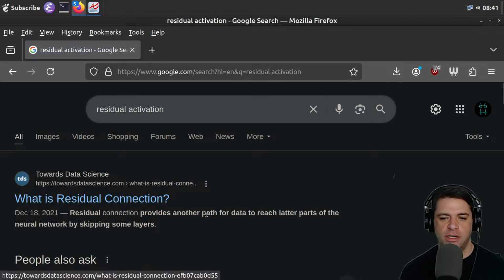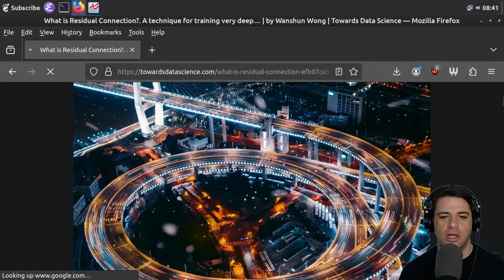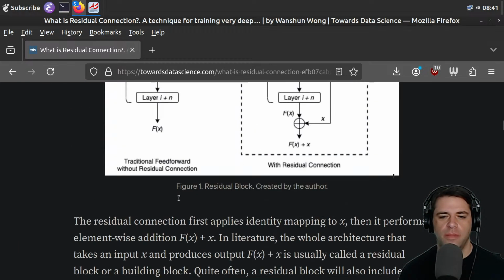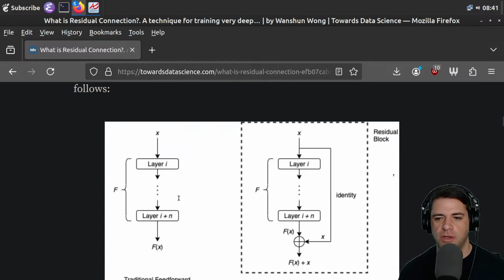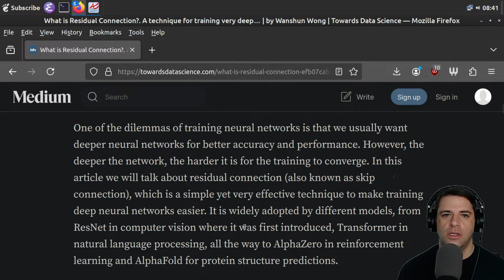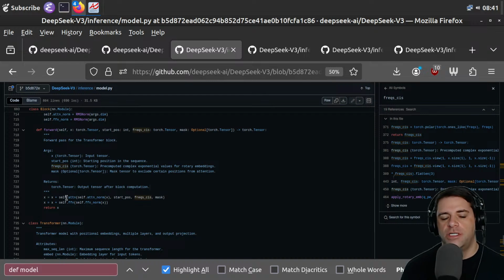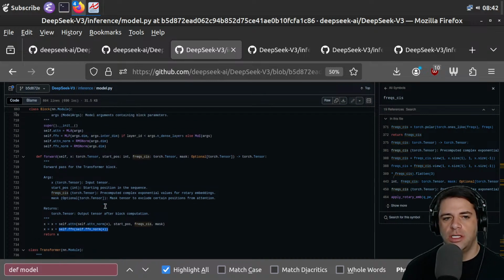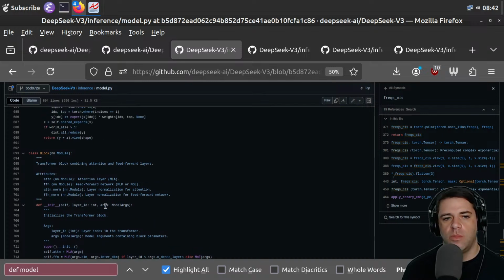Residual connection provides another path for data to reach the latter parts of the network. You have to be careful when you look up AI stuff because all of these blogs are written by AI. Yeah, I think this is just the residual connection, plus self-attention, so we'll look at the attention function. And then we're also doing the feed-forward network, passing in the feed-forward network norm. So that's a straightforward implementation of the transformer and feed-forward block.